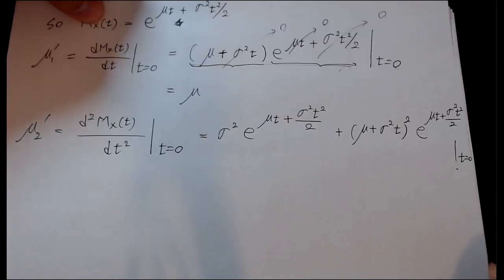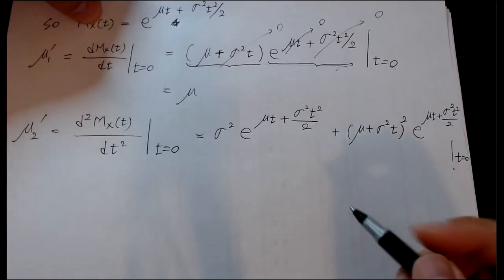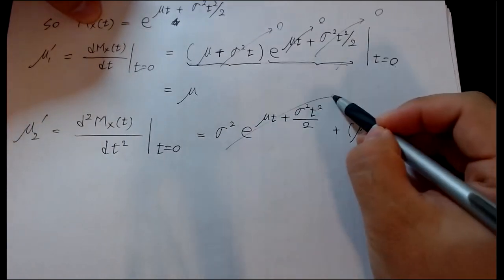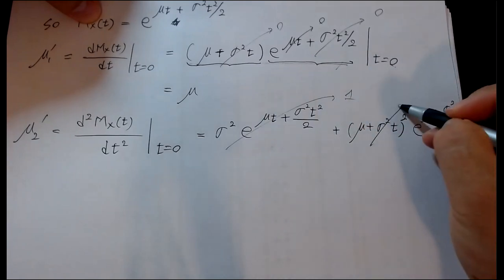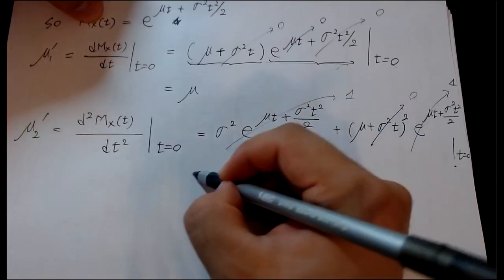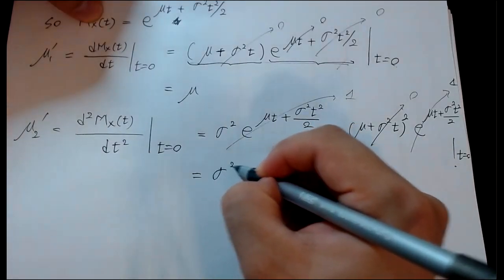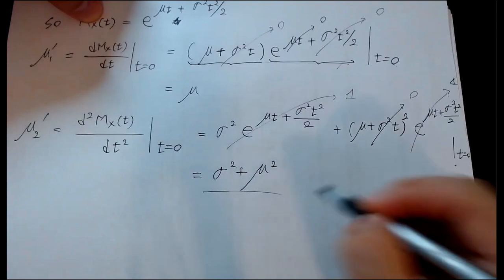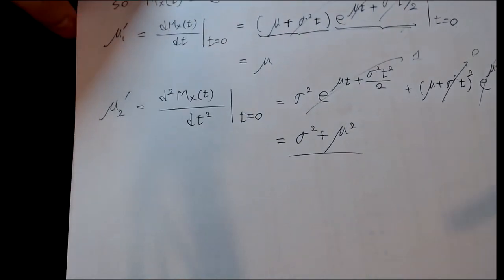All right. So we plug in 0 for t, so this is going to be 1, right? This is going to be 0, and this is going to be 1. So that is equal to sigma square plus mu square. Now then what?